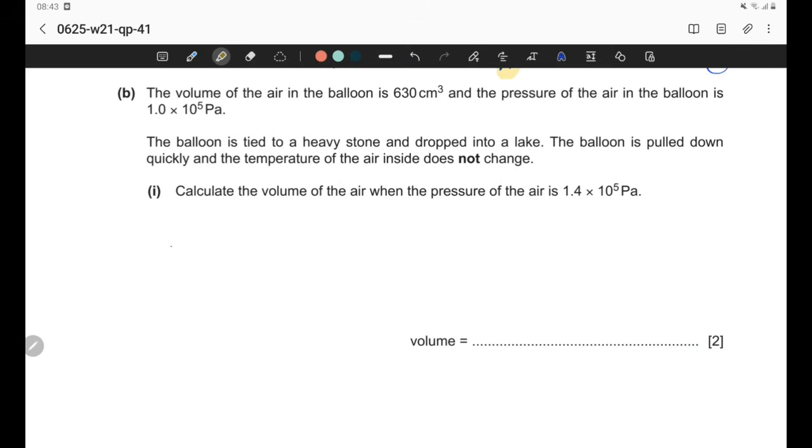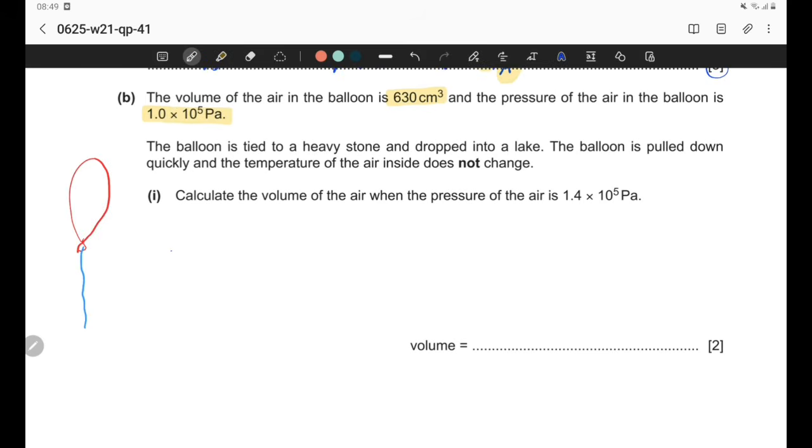Part B. The volume of the air in the balloon is 630 centimeter cube and the pressure of the air in the balloon is 1 into 10 to the power 5 Pascal. So the volume of the air in the balloon is given, let it be V1, that is 630 centimeter cube, and the corresponding pressure is also given, that is 1 into 10 to the power 5 Pascal.